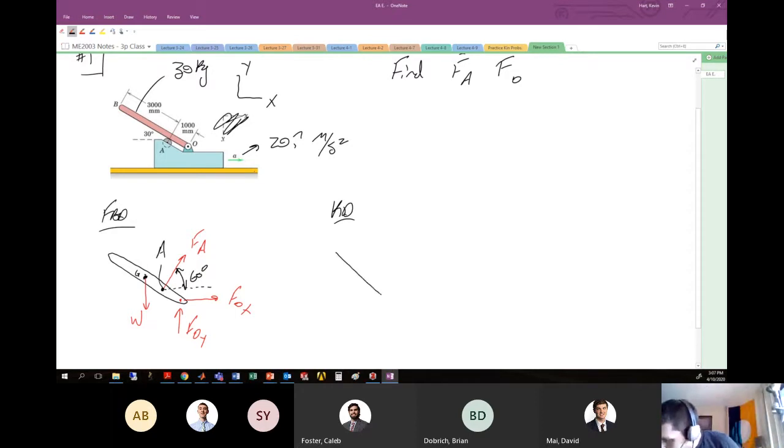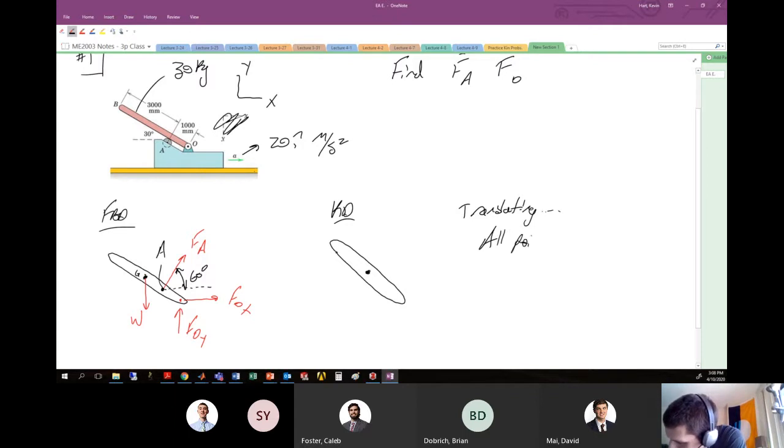All right, so here's our object. What we'll notice about this particular object is that it's translating. So we only have acceleration in the x direction of the center of gravity. And because it's translating, all points have the same acceleration. So I'll make a note here, it's translating, so all points have the same acceleration, and the angular acceleration is 0.